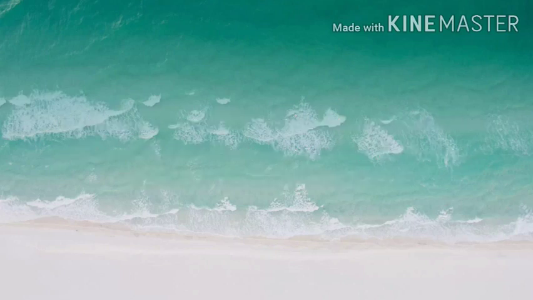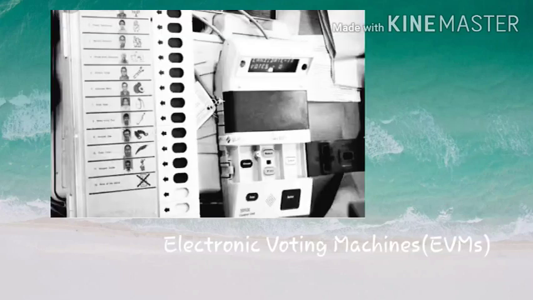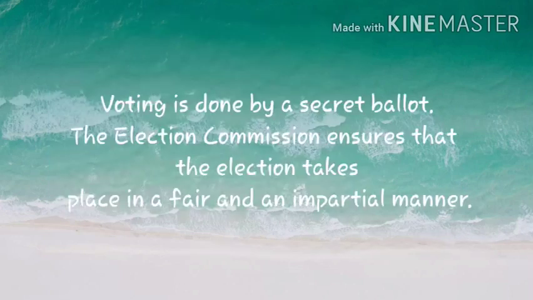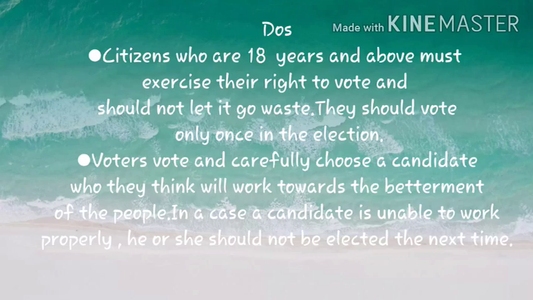These days voting is done through an electronic voting machine, where the voter can cast their vote by pressing just a button. Voting is done by a secret ballot. So the Election Commission ensures that the elections take place in a fair and impartial manner. Now, dos. Citizens who are 18 years and above must exercise their right to vote and should not let it go waste. They should vote only once in the elections.